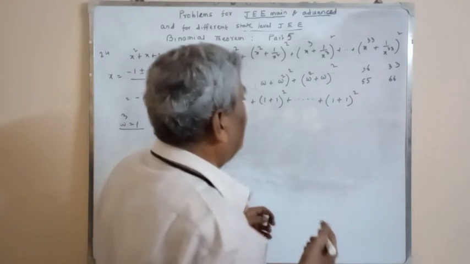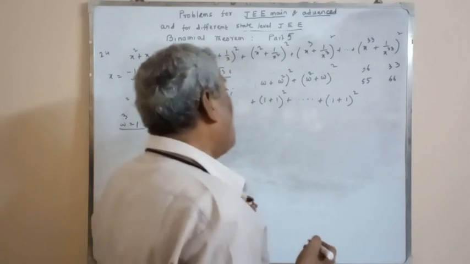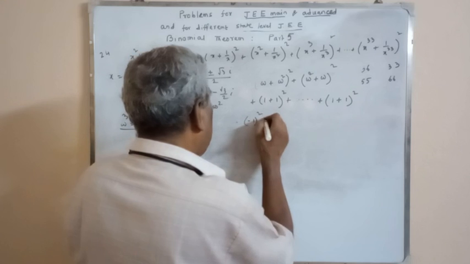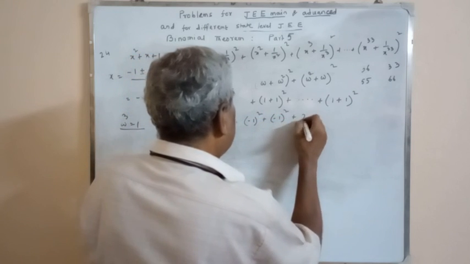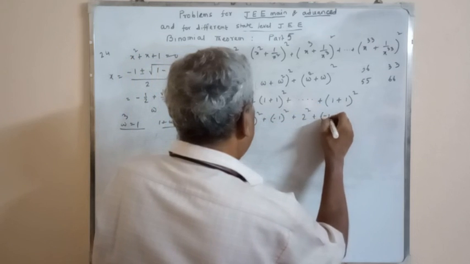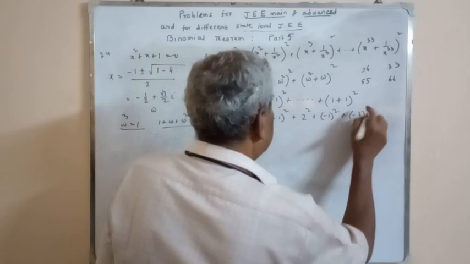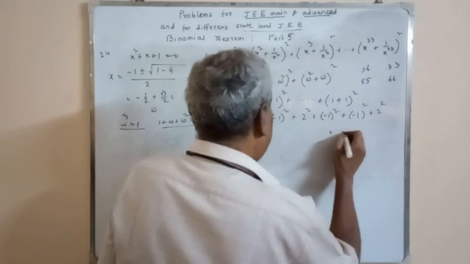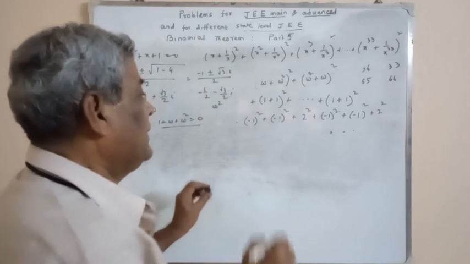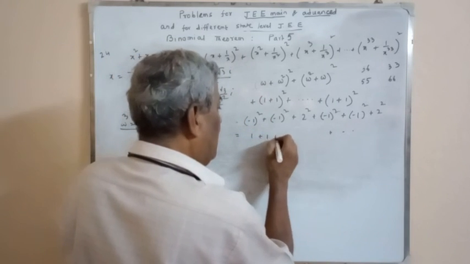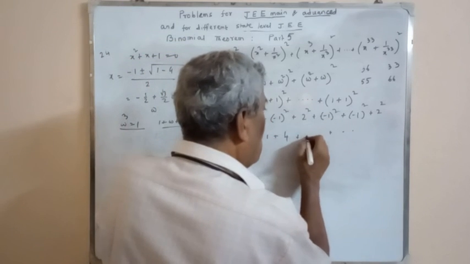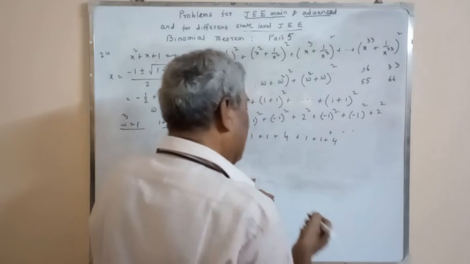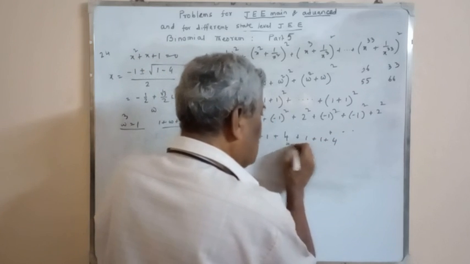After every third term it is 2 to the power 2, and all other terms are minus 1 to the power 2. So it is equal to (minus 1) to the power 2 plus (minus 1) to the power 2 plus 2 to the power 2, plus (minus 1) to the power 2 plus (minus 1) to the power 2 plus 2 to the power 2, and so on. Now it is equal to 1 plus 1 plus 4, 1 plus 1 plus 4. That is, alternately, after every third term the value is 4.